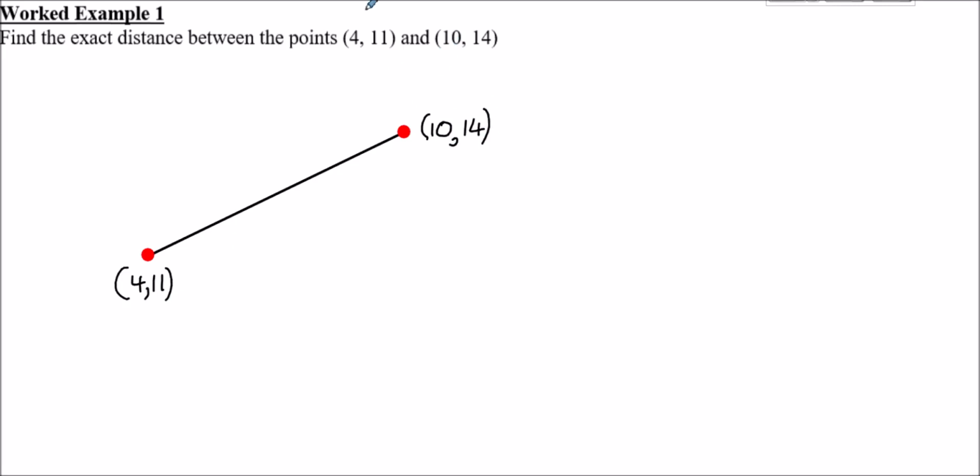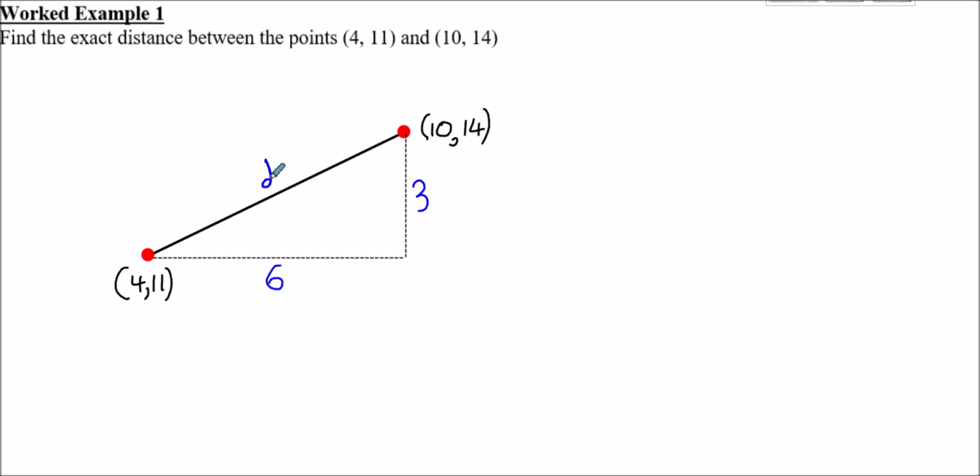Okay, so I could just use that formula I showed you earlier, but let's just think about it in terms of Pythagoras just for the sake of it. So we've got this distance here, and that distance vertically. So we can see, I'd hope, that the vertical distance between these 2 points is going to be 14 minus 11, which is going to be 3. The horizontal distance between these 2 points is 10 take away 4, which is going to be 6.